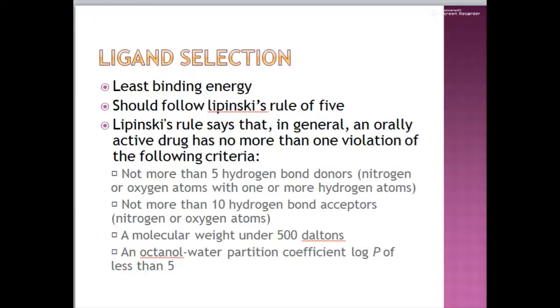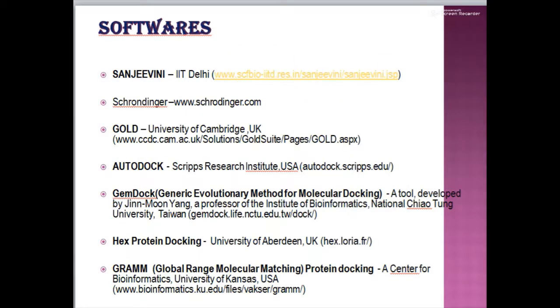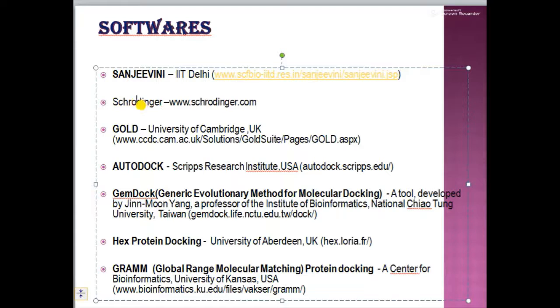Coming to the software, there are lots of software available online which we can use for the docking function. Sanjeevani, which was released by IIT Delhi, Schrodinger, which is another paid software, then GOLD from the University of Cambridge, UK, AutoDock from the Scripps Research Institute, iGEMDOCK, Hex Protein Docking, GRAMM, etc. Some of these are paid and some are free. AutoDock and others are free software which we can use to do the docking studies ourselves.